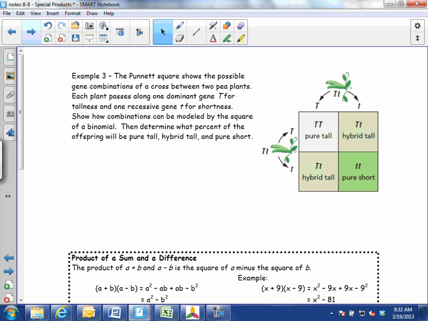All right, Punnett squares. Have you guys talked about Punnett squares in class again? No. You should have had it in 8th grade science. I remember using it, right? Okay, Punnett squares have to do with genes, dominant genes and recessive genes. So this Punnett square shows the possible gene combinations of the cross between two pea plants. Each plant has a dominant gene, big T, for tallness, and a recessive gene, little t, for shortness. Okay, it says, show how the combinations can be modeled by the square of a binomial, and then determine what percent of the offspring will be pure tall, hybrid tall, and pure short.